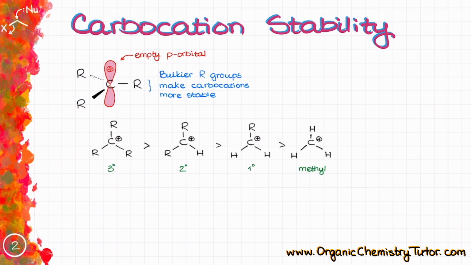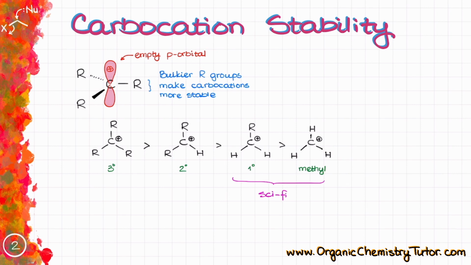Which essentially means that we have a general trend of the tertiary carbocation being more stable than the secondary carbocation, which in turn is more stable than the primary and methyl carbocations. And here is something important. The primary and the methyl carbocations are so unstable that for our purposes they are essentially science fiction.